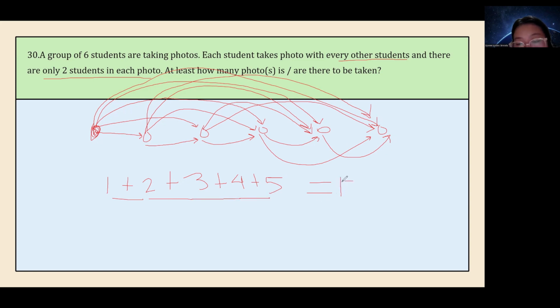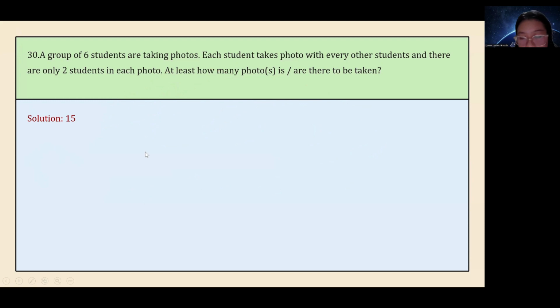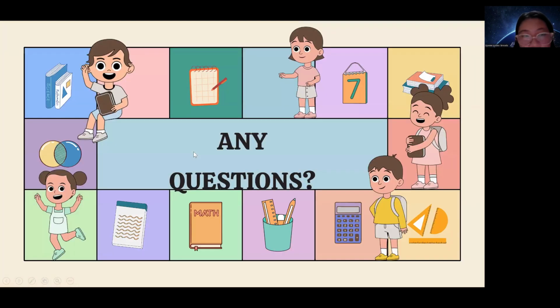So we could have a total of 15 photos taken, such that each student will have to take a photo with every other student. Okay? So correct answer is 15. And that's it for our mock exam review. Okay?